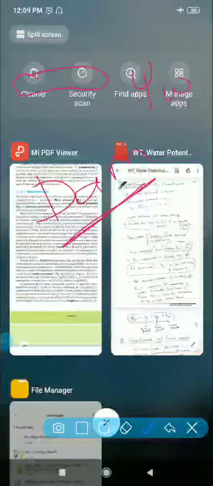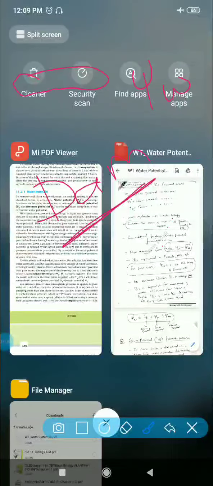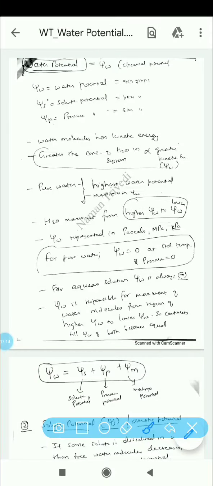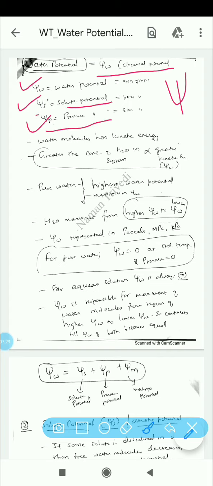Now to understand this, I'll just take my notes so that it will be easier for you. Here we are talking about the water potential. Water potential can also be termed as chemical potential. We denote it by psi. Here we'll discuss three things: psi s, psi p, and psi w. Psi s stands for solute potential, psi p stands for pressure potential, and psi w stands for water potential, as you can see over here.